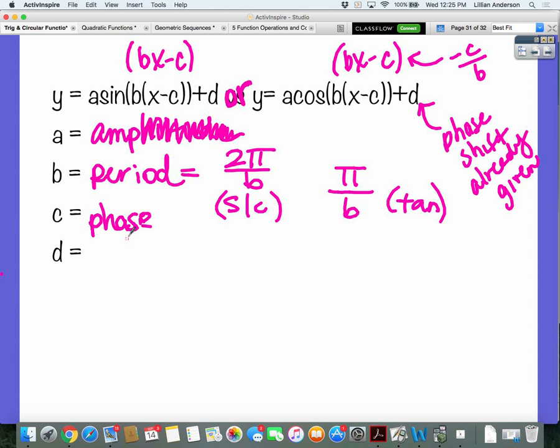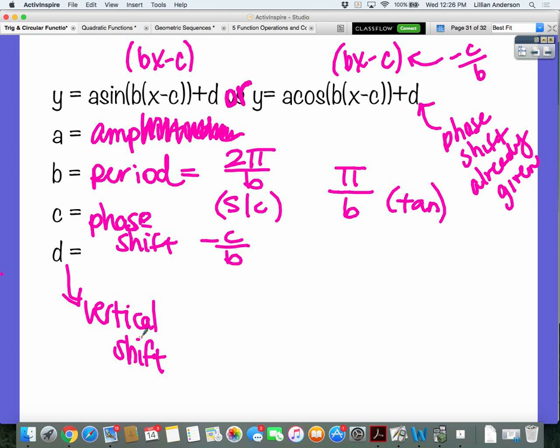And remember, depending on what form is given to you, that formula of negative C over B applies if the B's are distributed in. And the D stood for the what? The vertical shift. These are basically your transformations for your sine and cosine functions. Again, tangent, I didn't like the other two.